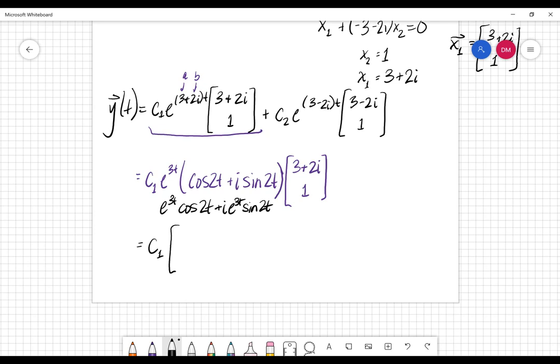This is going to get a little sticky, but we are going to get 3 e to the 3t cosine 2t, and then multiplying by the 2i, so plus 2i e to the 3t cosine 2t. And now distributing here as well. So plus 3i e to the 3t sine of 2t. And then distributing, so here I'm going to get 2i times i. So it looks like I get minus 2 e to the 3t sine 2t.